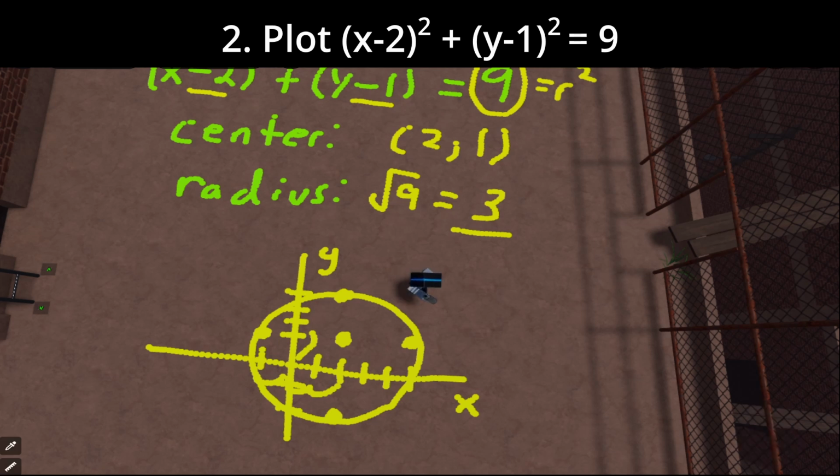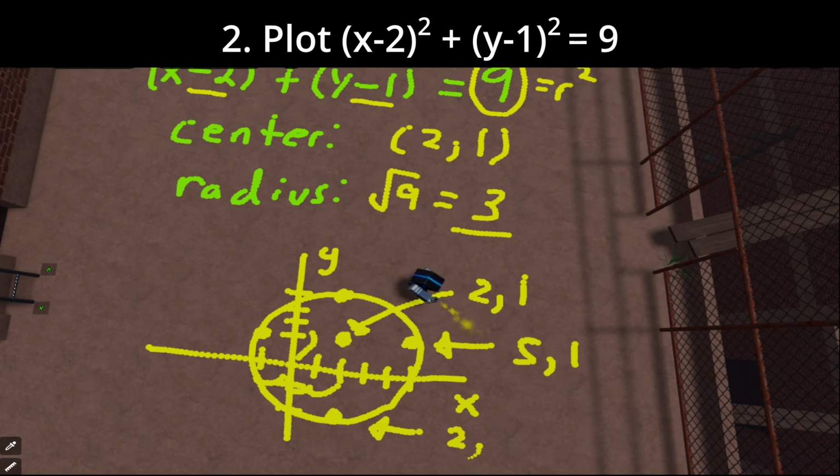So this point right here is just 2, 1. This point on the circle was just 5, 1 because I went 3 units to the right. This point down here is just 2, minus 2 because I went 3 units down. This point will just be minus 1, 1 because I went 3 units to the left. And then this point up here is just 2, 4 because I went 3 units upwards.